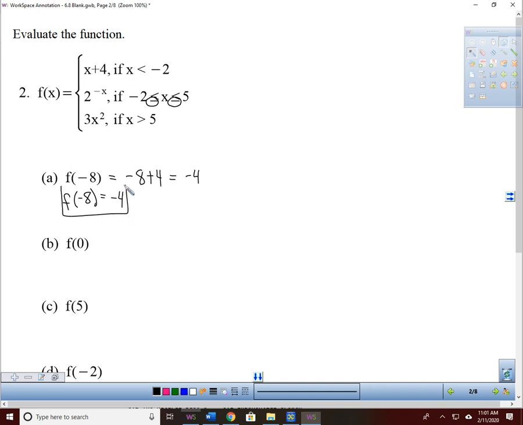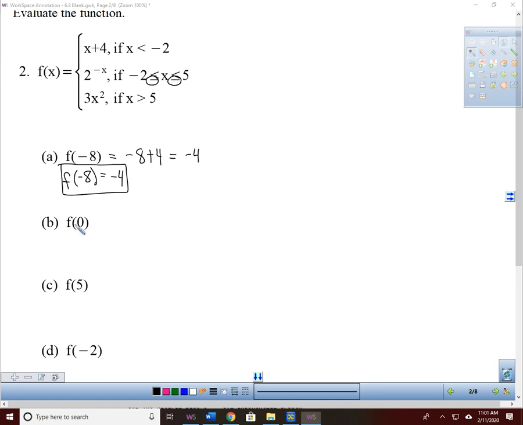And I do want you to format your answers like that. All right? 0. So let's see where 0 fits in these domains. Is 0 less than negative 2? No. Is 0 in between negative 2 and 5? Yes. So I've got 2 to the negative 0. Well, you can't really have a negative 0, so this is literally just 2 to the 0. And anything to the 0 power is 1.